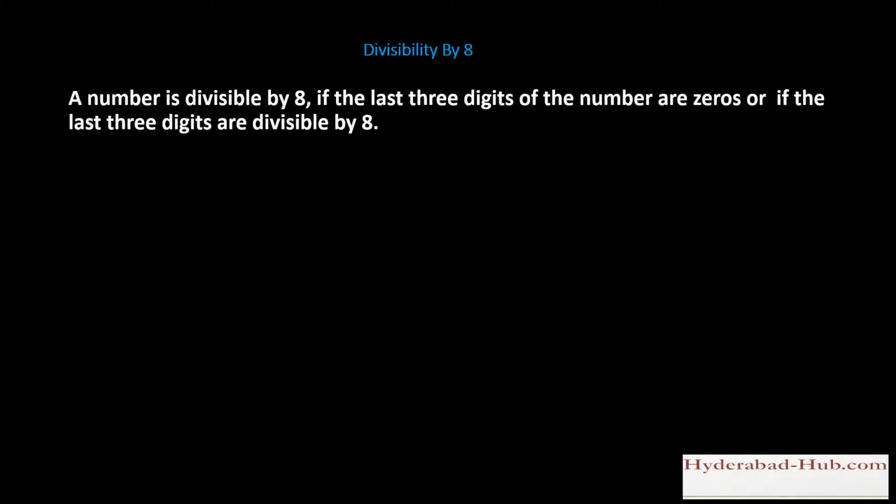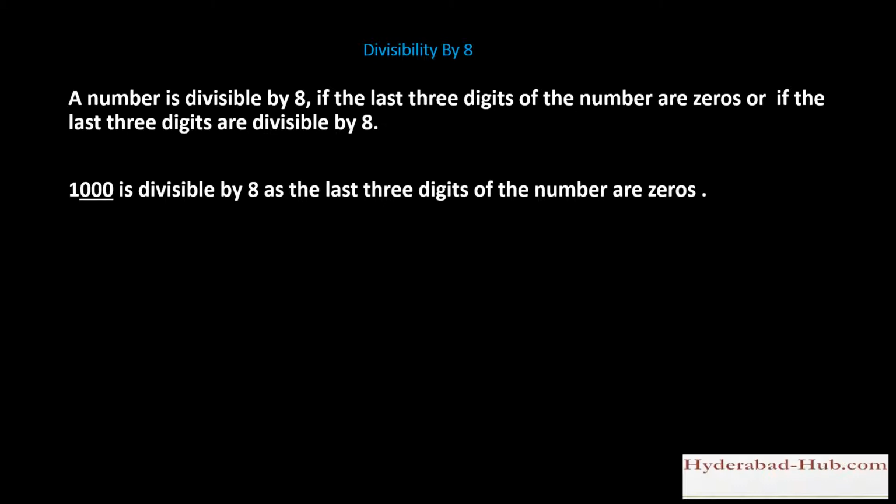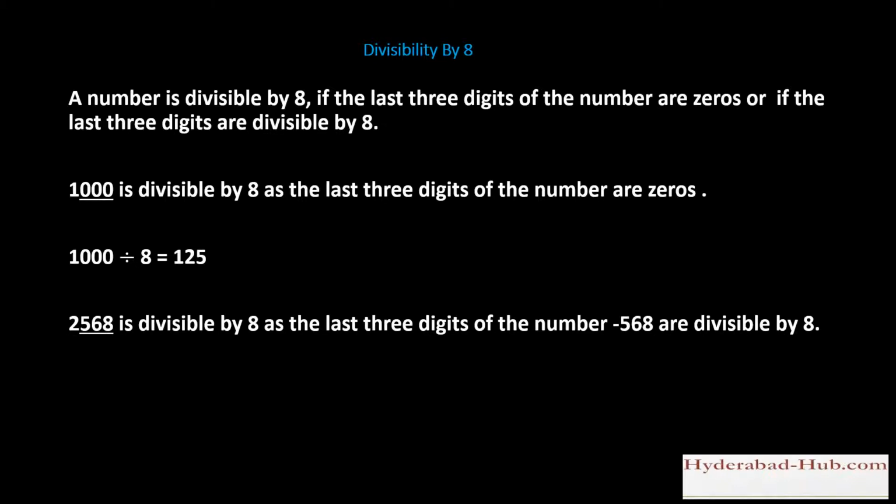Divisibility by 8. A number is divisible by 8 if the last three digits of the number are zeros or if the last three digits are divisible by 8. 1000 is divisible by 8 as the last three digits of the number are zeros. 2,568 is divisible by 8 as the last three digits of the number, namely 568, are divisible by 8.